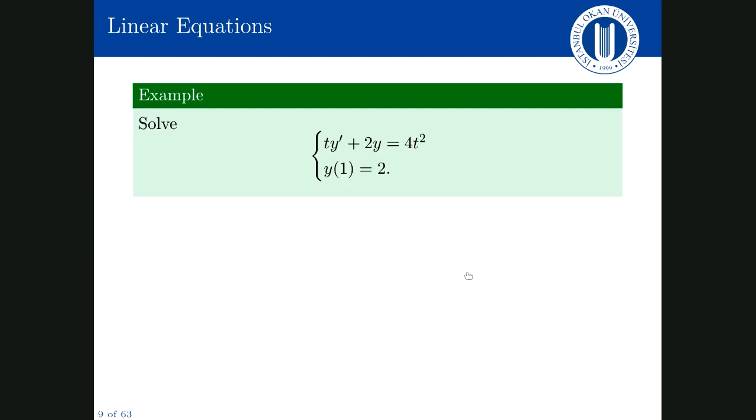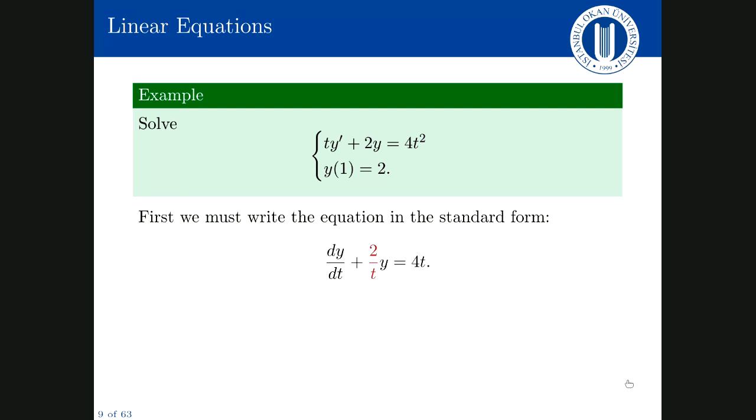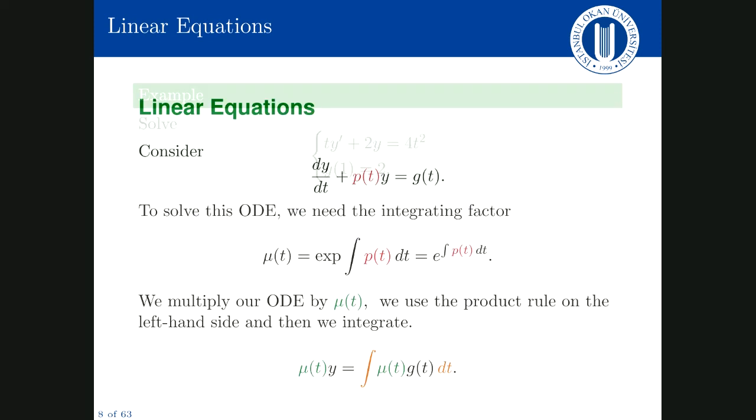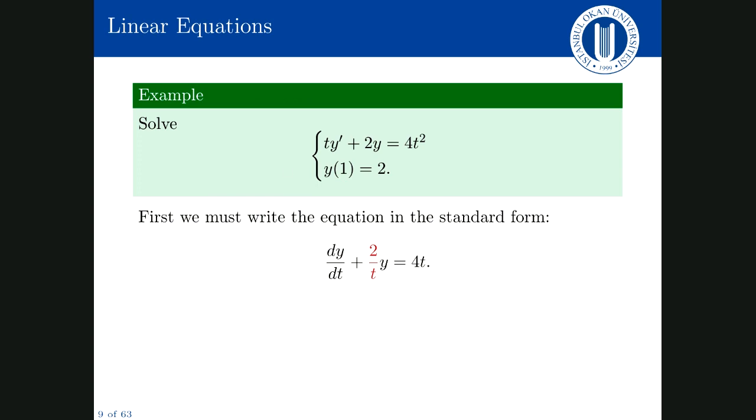For example, solve the initial value problem t y prime plus 2y equals 4t squared with the initial condition y(1) is equal to 2. First, we need to write our equation in the standard form. If I go back to the previous slide, we need dy/dt plus some function y is equal to some function. Take our differential equation, divide by t, we get an equation of the standard form.